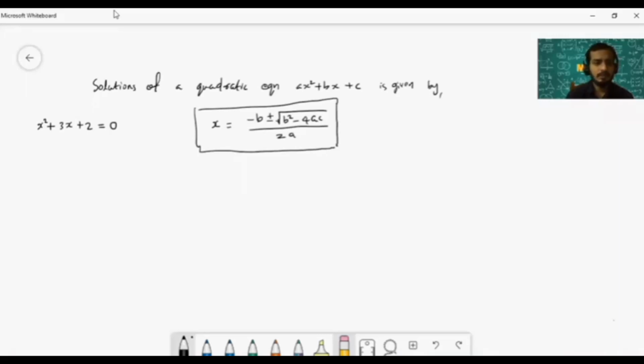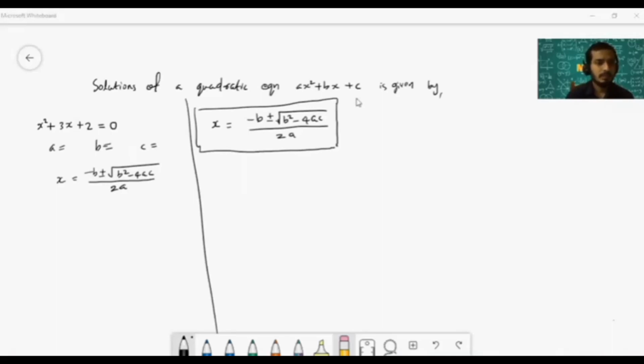You first identify what is a, what is b, what is c. And then you copy the same formula. In the answer paper also, you just copy the same formula before substituting the values of a, b and c. You will get some marks for writing the formula. So after identifying a, b and c, you simply start with the formula x is equal to minus b plus or minus square root of b square minus 4ac, all divided by 2a. Now you find the values and substitute.